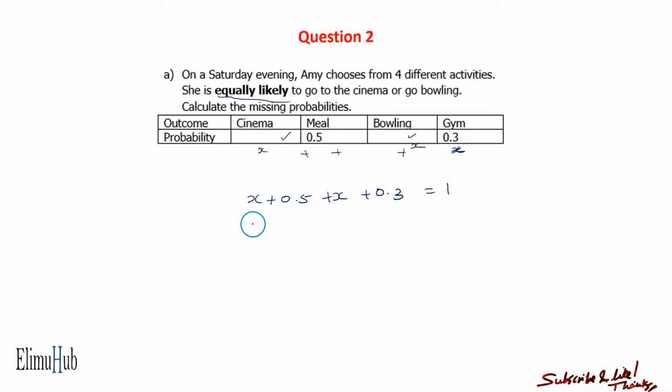Okay, so let's add these. X plus X is 2X. 0.5 plus 0.3 is 0.8. That's equal to 1. So 2X equals 1 take away 0.8. 2X is 0.2. Therefore, X is 0.1. So each one of these probabilities is 0.1. The chances of going to bowling is 10%.